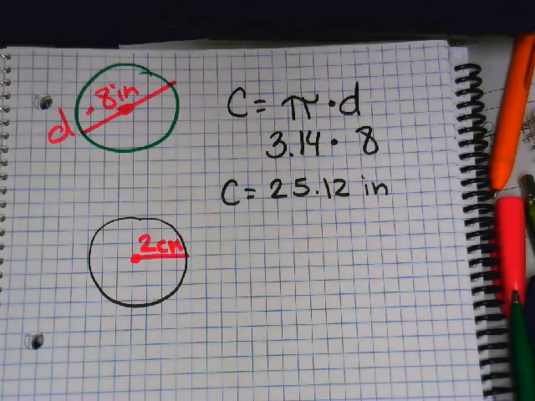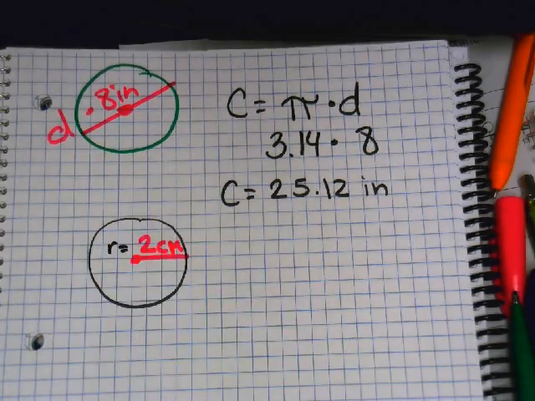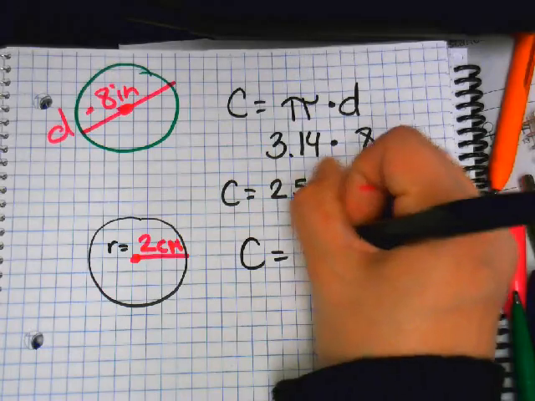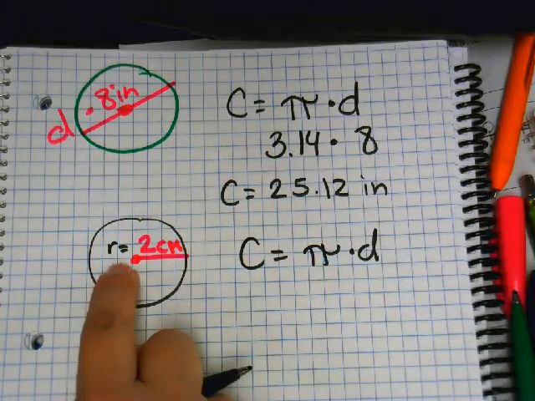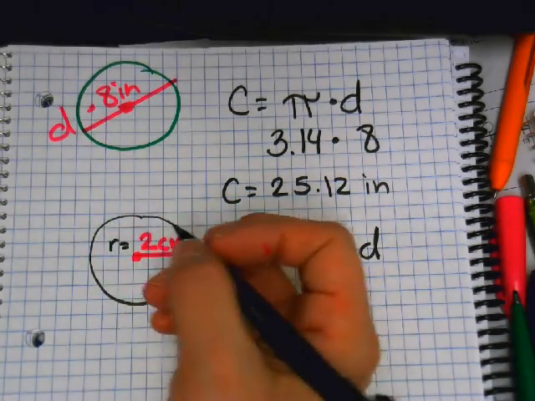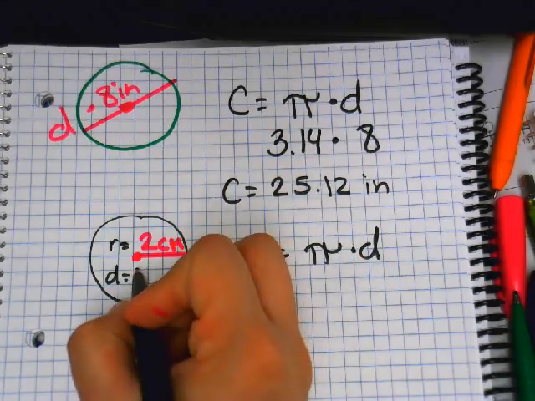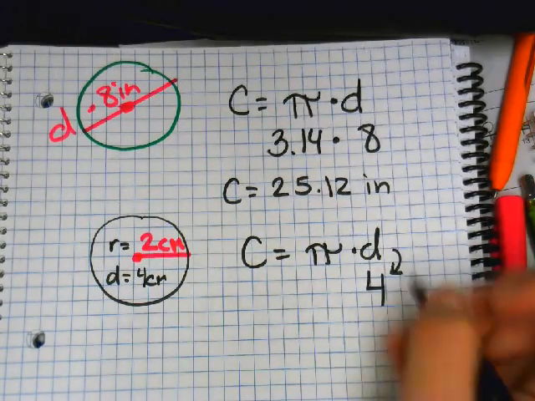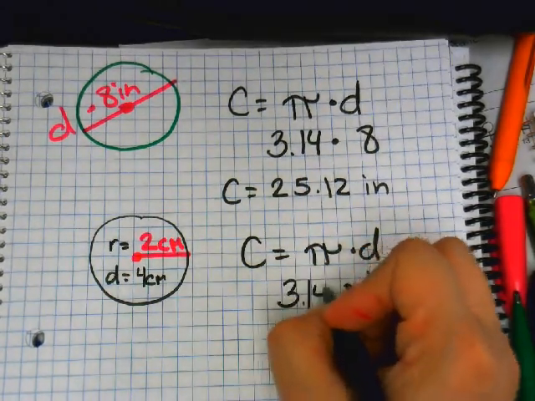Before you get started, realize: did I give you what you needed? No. I gave you the radius. So the formula says pi times d, but this is not d. This is radius, which is the first thing we learn. So if I give you the radius is 2, then the diameter is 4. So 4 is the number that I need, not 2. But that's how they trick you.